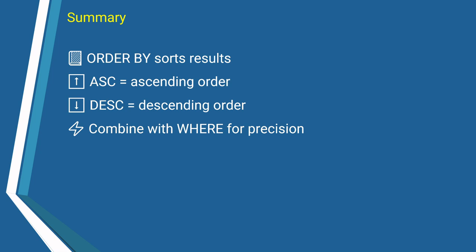To summarize, order by sorts your query results. ASC means ascending order, DESC means descending order, and you can combine order by with where for precise queries.